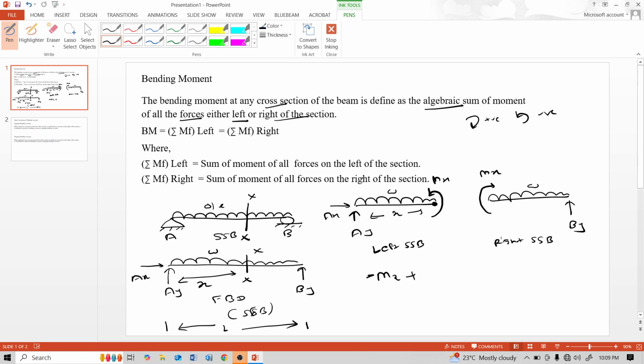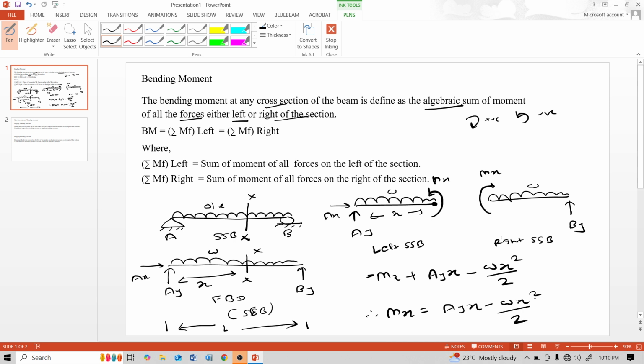This AY goes clockwise about this point, that's why positive AY, and the perpendicular distance to this vertical AY force is x, that means AY into lever arm x. And this is wx, acting downward, so minus wx, with lever arm x by 2, that means minus wx square by 2. Therefore Mx is equal to AY x minus wx square by 2.